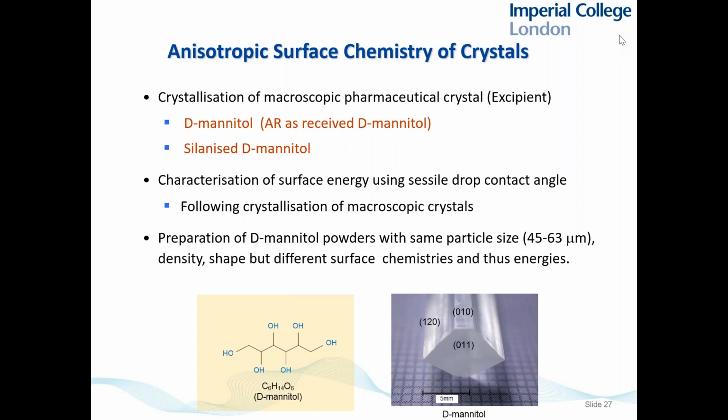And you can see there 120, 010, and 011 are the primary crystal faces for those. We'll hear more about those crystal faces in a moment. But I can tell you that the surface chemistry of each crystal face is different. That's why the crystal has a long aspect ratio, because the crystals have different surface chemistries on each of those facets.